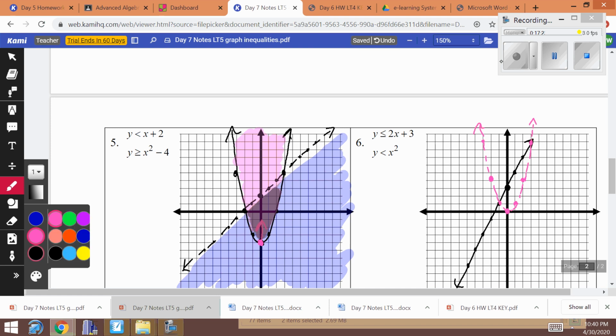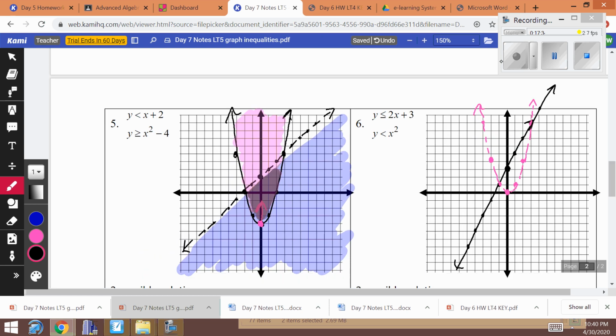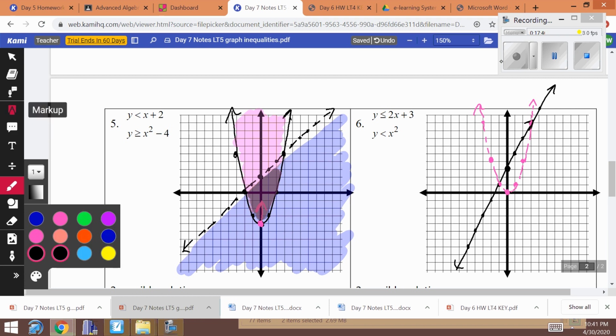I'm actually even going to extend this line a little bit further just so we can see where they do actually cross up there. Okay, so let's think through this one. We want less than the line and less than the parabola. So less than the line, let me shade all of that part first.